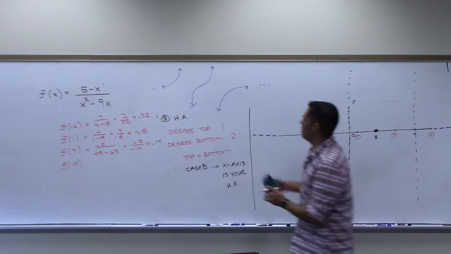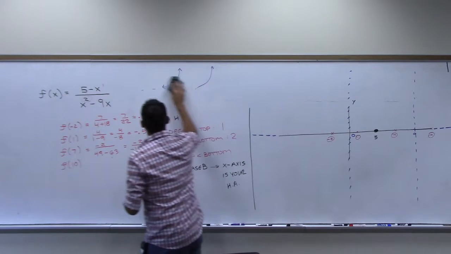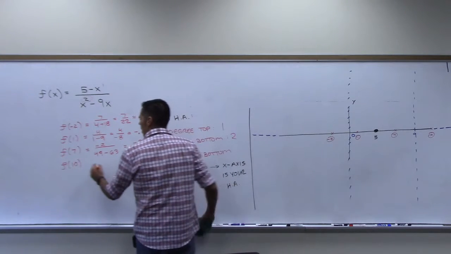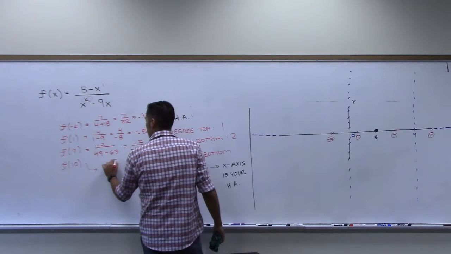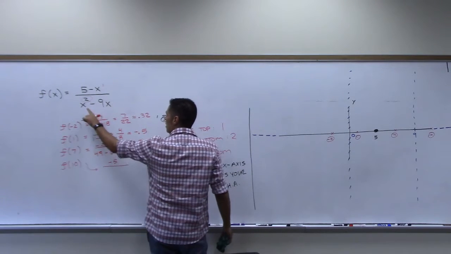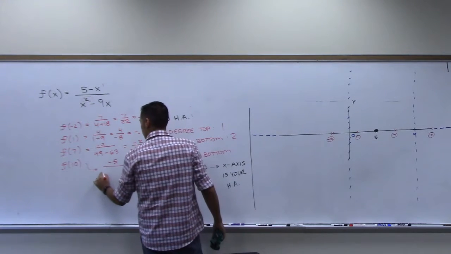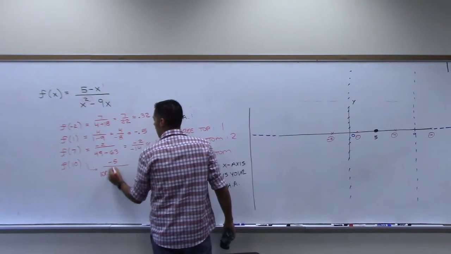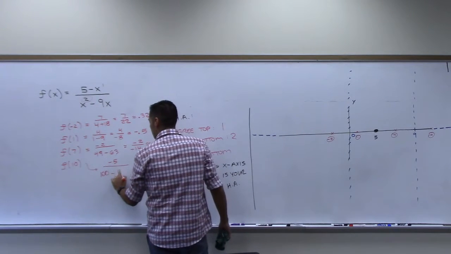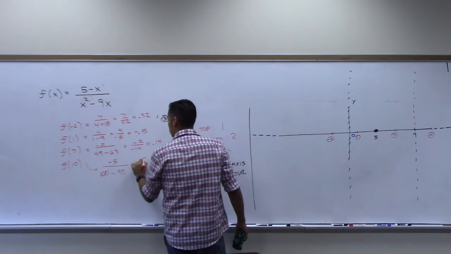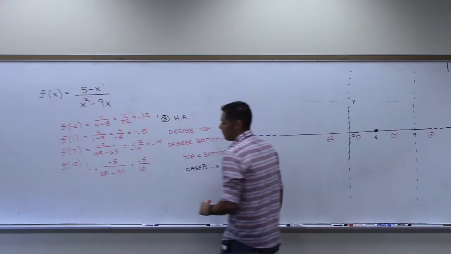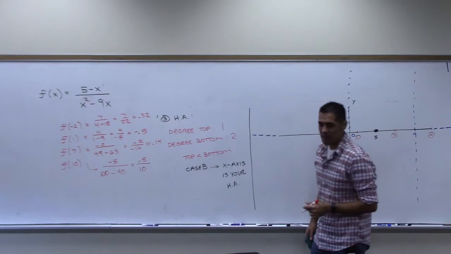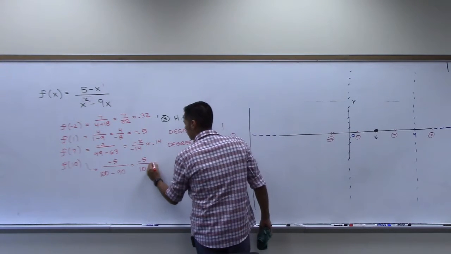And finally, 10. You plug 10 in, you get 5 minus 10 on top, which is negative 5, over 10 squared, 100, minus 9 times 10, which is 90. So you get negative 5 over 10, which is negative 0.5.